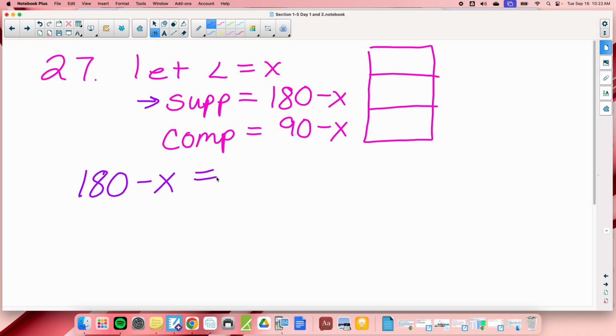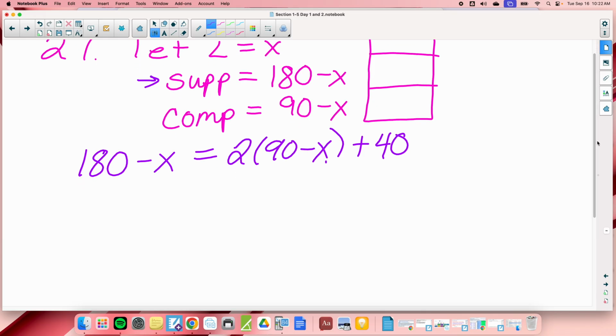So 40 more than 2 times the measure of the complement. So what I'd have to do is go 2 times 90 minus x. Do you get that? 2 times the measure of the complement. And then we're gonna add in the 40 more than this. How do I do 40 more than? Plus 40. Once you get it to that point, then it's algebra, okay? This is the hard part.